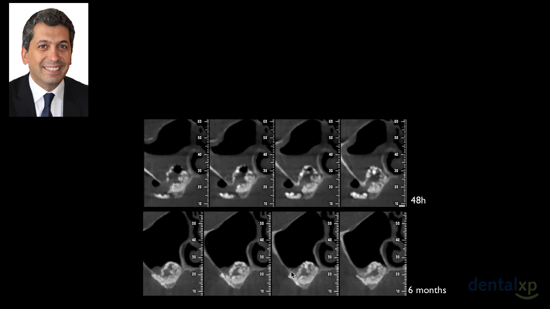The biomaterial that was thrown away from the graft is still out on the buccal plate, and you see that you have some blood coagulum that occurred, and maybe it will be transformed into bone.